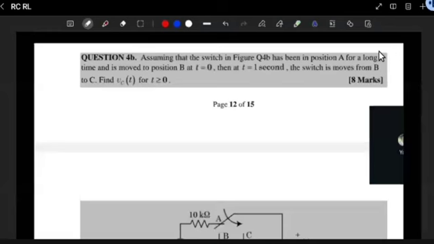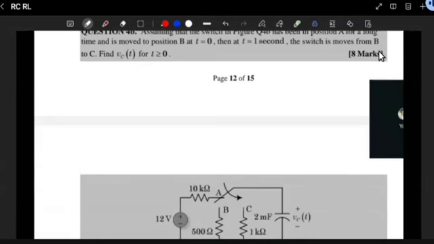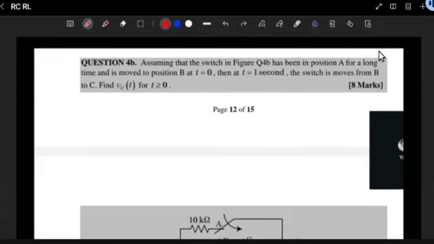Consider a question like this one. For this question, they're saying, assuming that the switch in the figure has been in position A for a long time, and it is moved to position B at t equals 0. Then at t equals 1 second, the switch moves from B to C. Find VC(t) for t greater than or equal to 0.